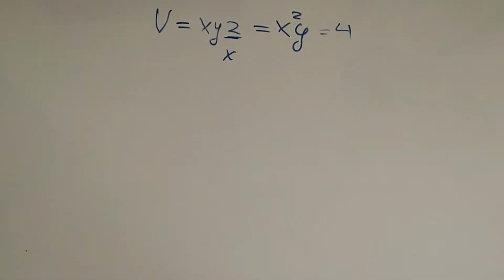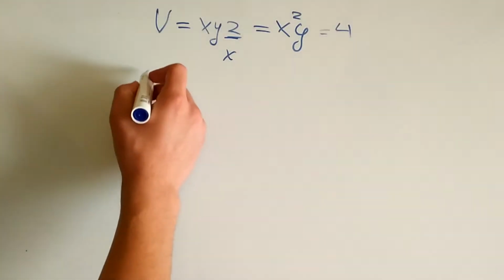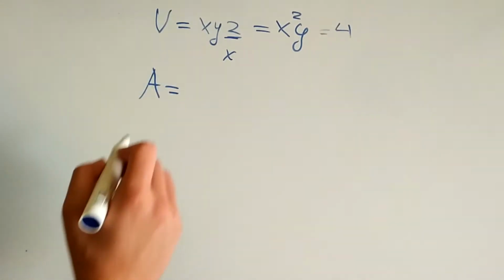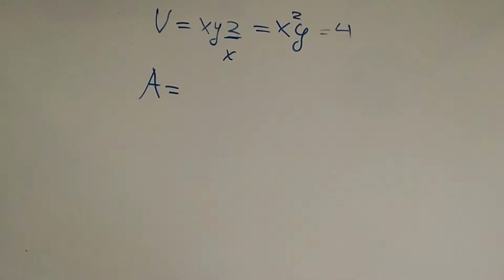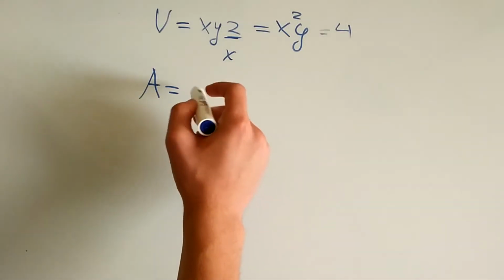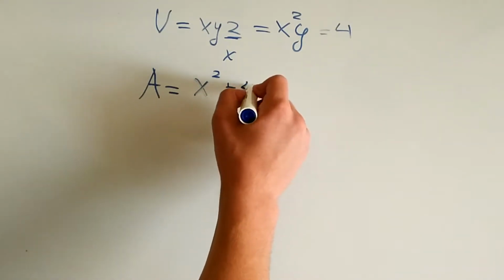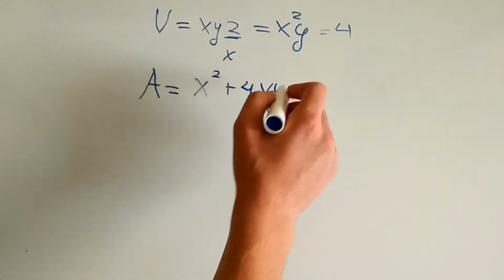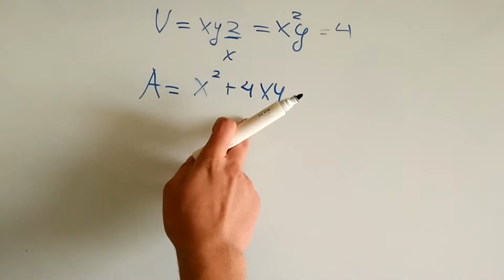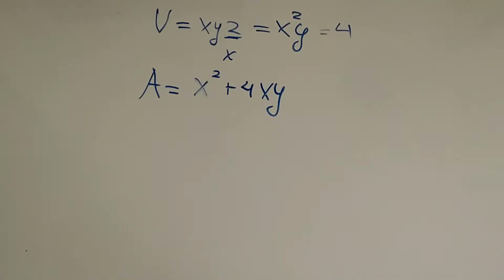Now, what about the area? Since we're looking for the minimum area, we would have to find the first and second derivative of the area with respect to a variable. So the area would be x squared, the area of the base, plus 4 times xy, since we have 4 sides, since remember that it has an open top.